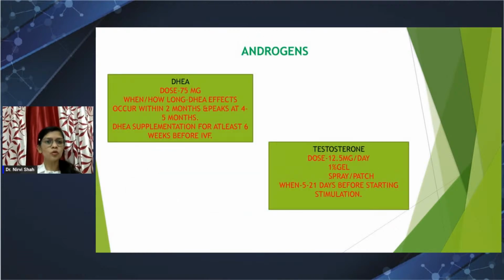So let's see the dose of DHEA is up to 75 mg, when and how long it should be given. So the effect starts after 2 months of taking DHEA. That's why it comes in the pre-treatment part. And it peaks at 4 to 5 months. DHEA supplementation at least for 6 to 8 weeks before IVF is absolutely recommended to see the effects. Testosterone is around 12.5 mg per day, or there's the spray, the patch form, there's 1% gel. So it's usually given for 5 to 21 days before starting the stimulation. So 1 month prior to stimulation.